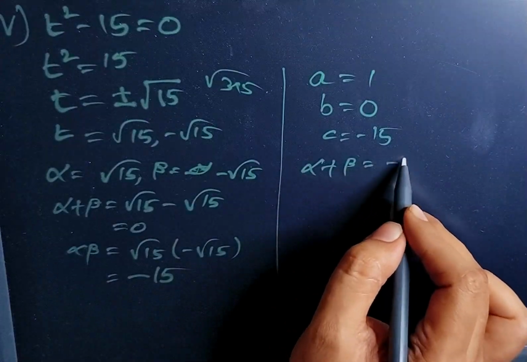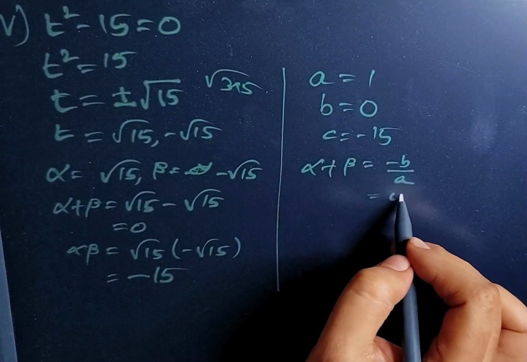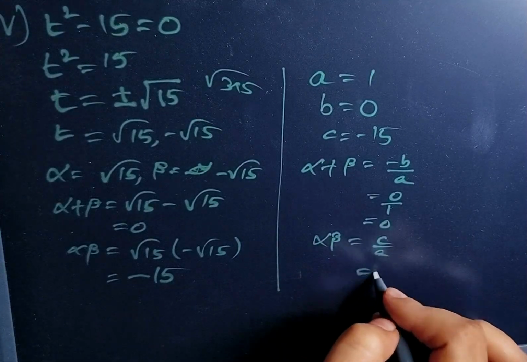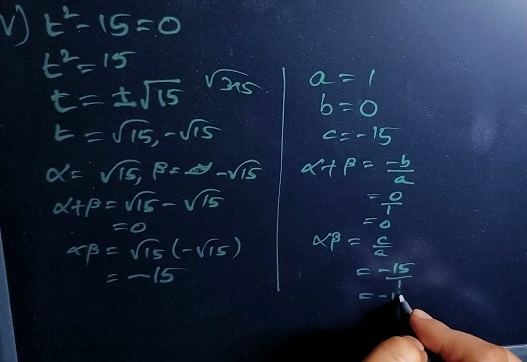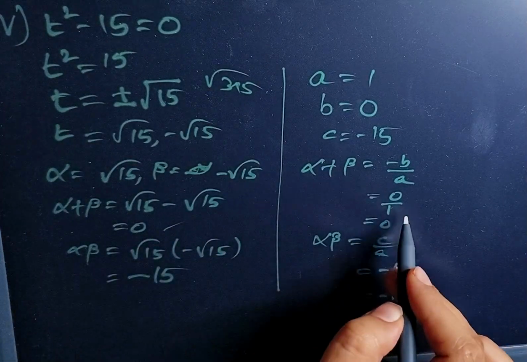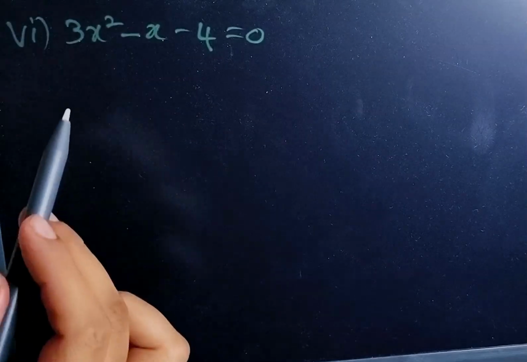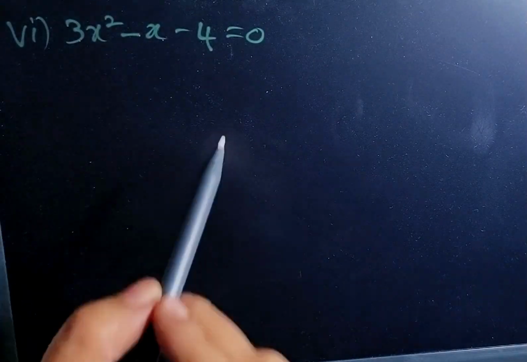Alpha plus beta, the formula is minus b by a. So 0 by any number will get 0. Alpha beta formula, c by a, that is minus 15 by 1, which is minus 15. So alpha plus beta is 0, alpha beta is minus 15. The relationship is verified. Last subdivision, 3x square minus x minus 4 equal to 0.